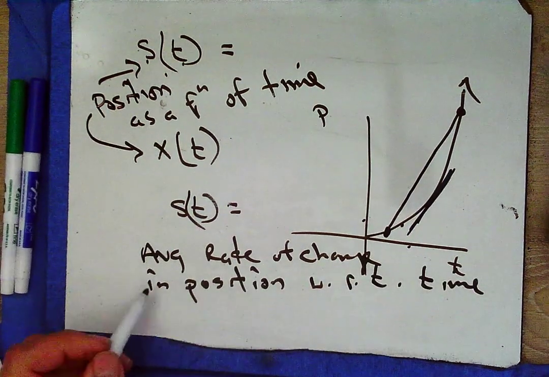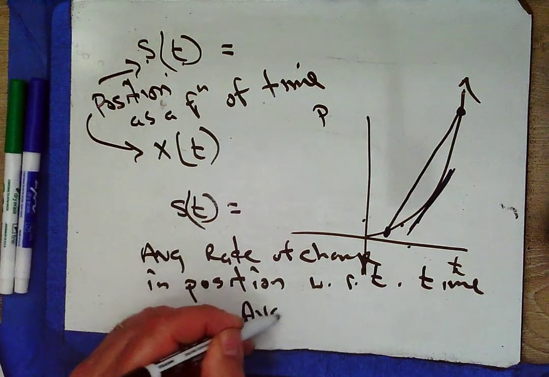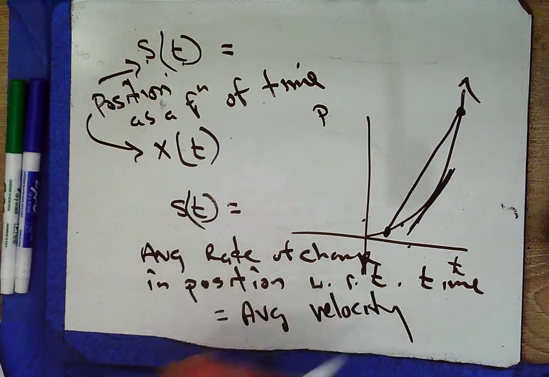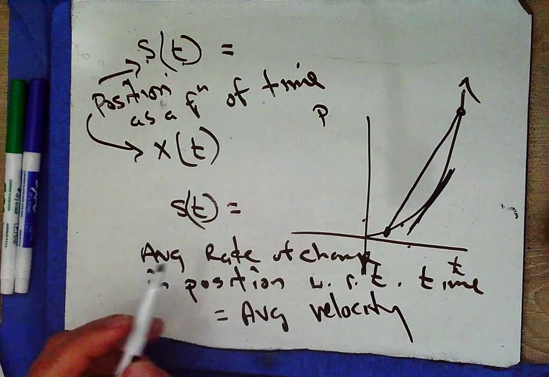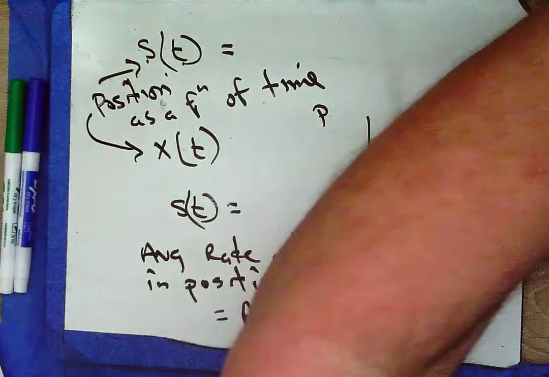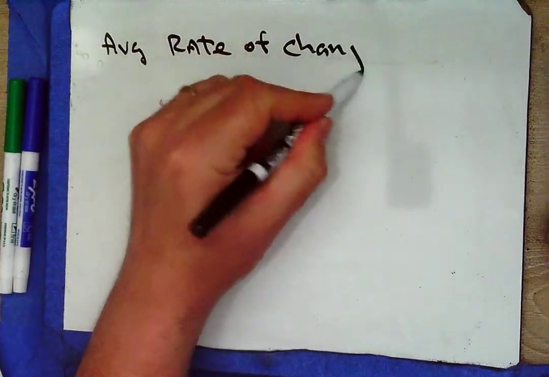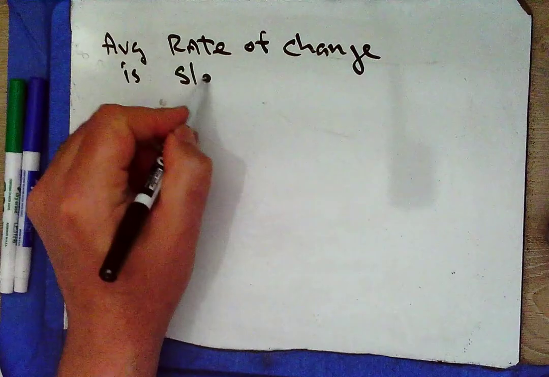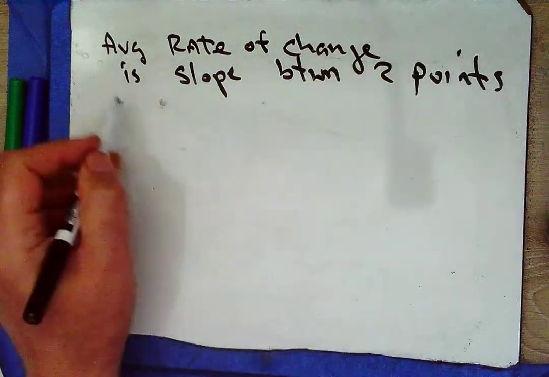And when I talk about the average rate of change in position with respect to time, what I'm finding there is average velocity. And the way I do that is I simply find the slope between those 2 points. So average rate of change equals slope. Average rate of change is slope between 2 points on a graph.